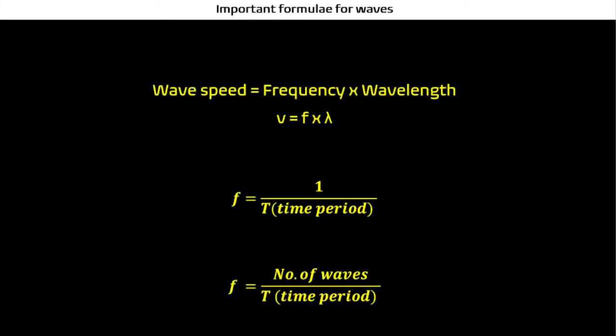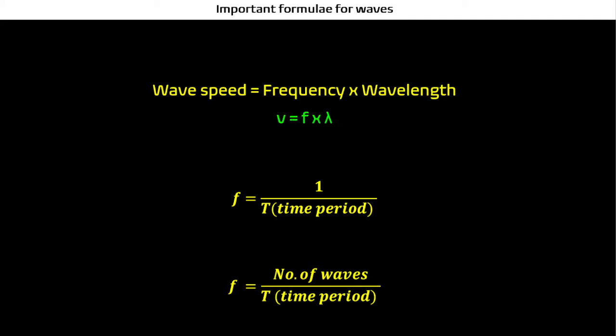Now, there are two formulas. Okay, the third one is just a varied formula for the second one. So the most important equation that you need to learn is the wave speed is equal to frequency times wavelength. So it's called V equals F lambda.